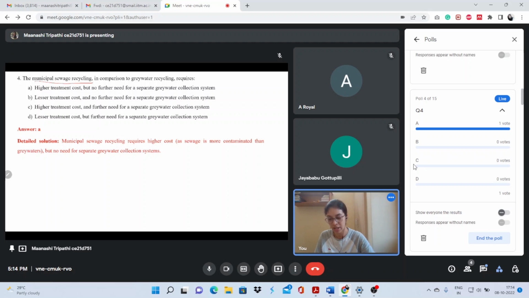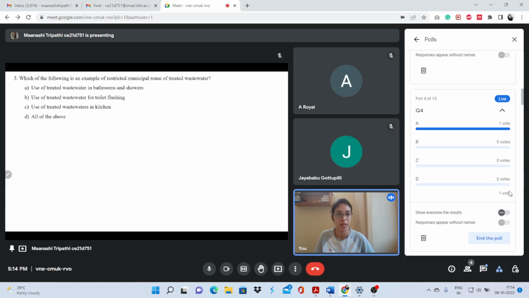So the answer is A. Yes, you are right. If we are recycling the whole water, so as we have seen in previous question, pathogens will be there extra, some more organic matter will be there, and more ammonia nitrogen will be there. So of course treatment cost will be high, but because we are not treating grey water only, that is why no separation of grey water collection system is required.